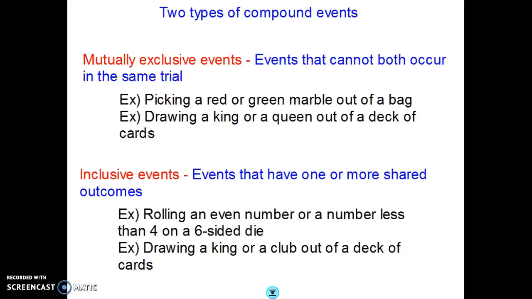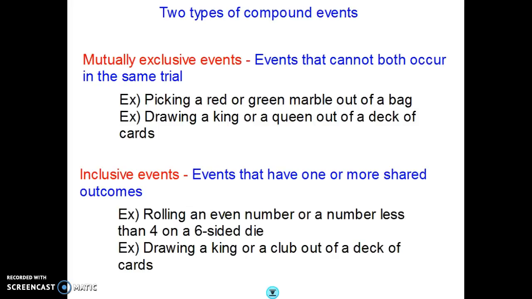And even when you're looking at just compound events, there's also two types of those. The first is a mutually exclusive event. So these are events that cannot both occur in the same trial. So if we go back to that red and green marble thing, you cannot pick a red and a green marble in the same trial. So that is considered a mutually exclusive event. One or the other will happen. Another example is you cannot draw a king and a queen out of a deck of cards. One or the other will happen.